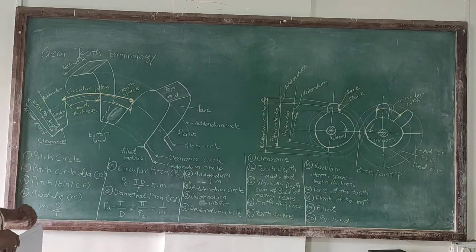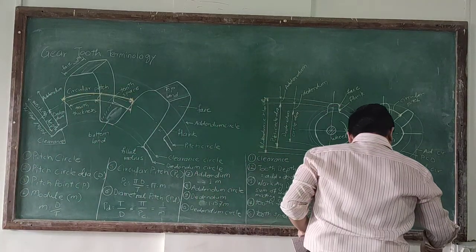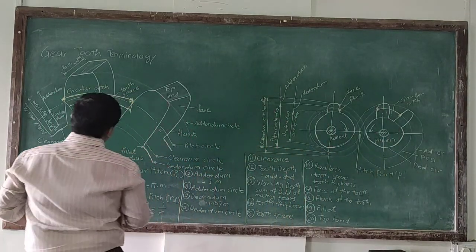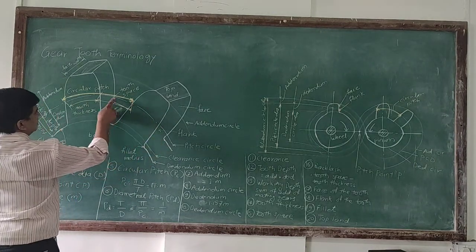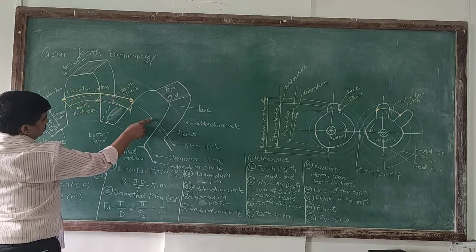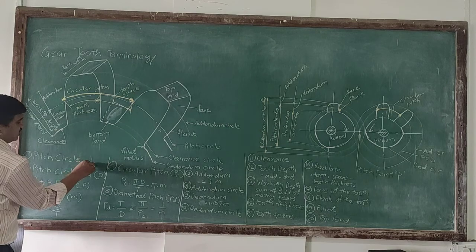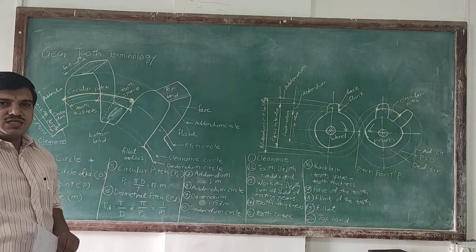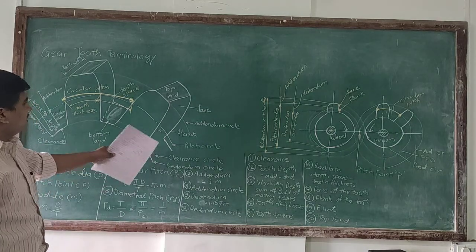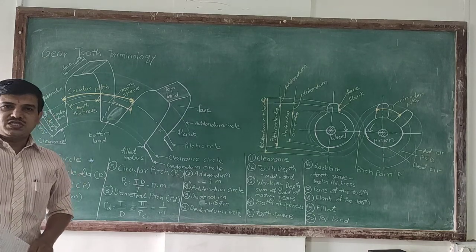So the very first terminology is the pitch circle. Where can you locate this pitch circle? Whatever center line we have drawn, this is the pitch circle. As you can see, somewhere over here will be the center of this circle, isn't it? Through this center we have drawn one imaginary circle, that is nothing but the pitch circle.